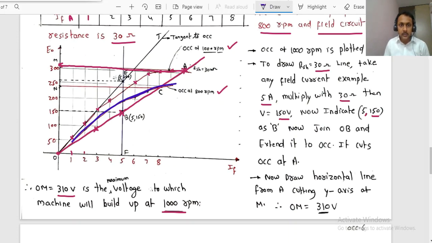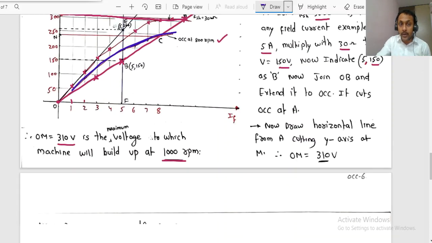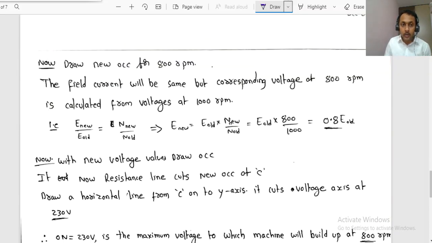How will we get this? From the old values only we should get this new curve. New OCC at 800 rpm, how will we get that? Observe. For the new voltage values, the field current will be the same. New value divided by old value equals new speed by old speed. Now our new voltage values will be the old voltage value into new speed by old speed. Now what is E old?